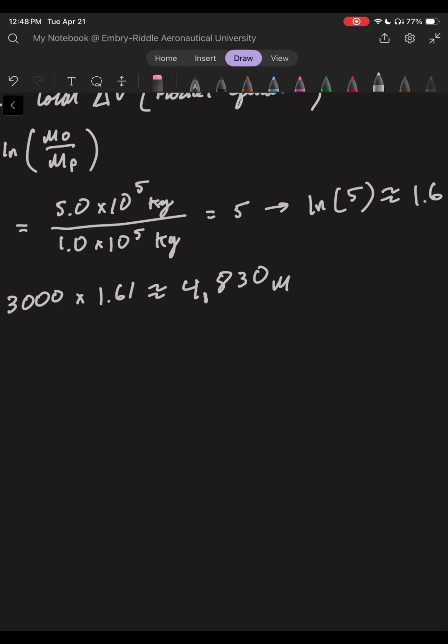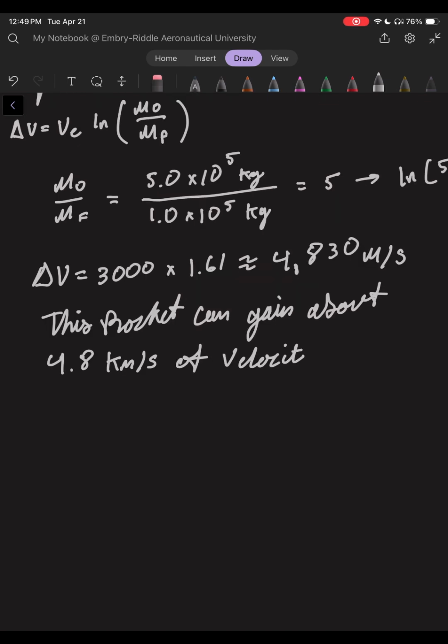Now, let's interpret that result. To stay in low Earth orbit, an object needs a horizontal velocity of about 7.8 kilometers per second. So right away, we can see this rocket does not have enough total velocity to reach orbit. But that's only part of the story.